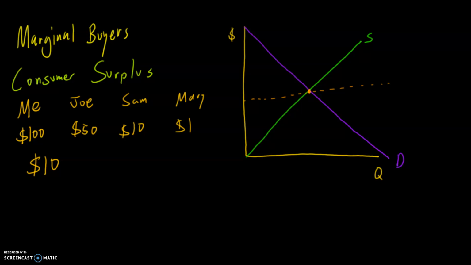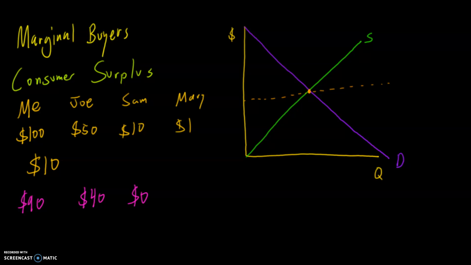Since my consumer surplus is $90, I'll just write it down here. Joe's consumer surplus is $40, because 50 minus 10 is 40. Sam's consumer surplus is 10 minus 10. He has no consumer surplus. And Mary's consumer surplus is negative 9. Wait a second. Negative 9, that doesn't seem right.